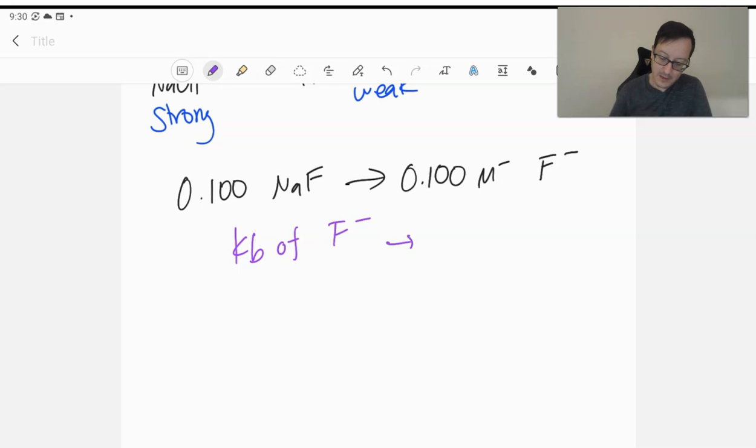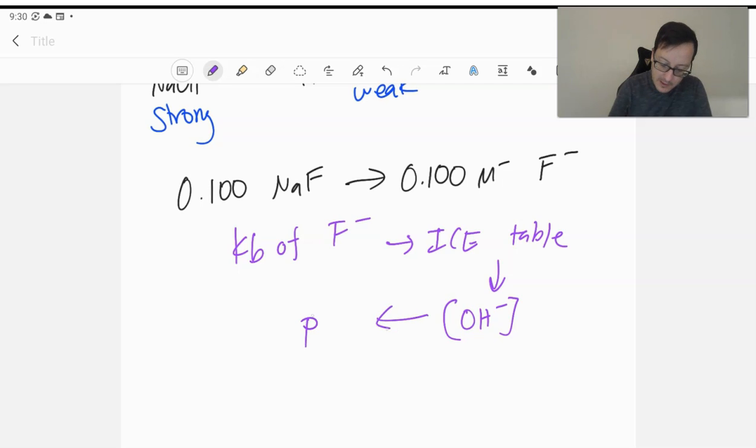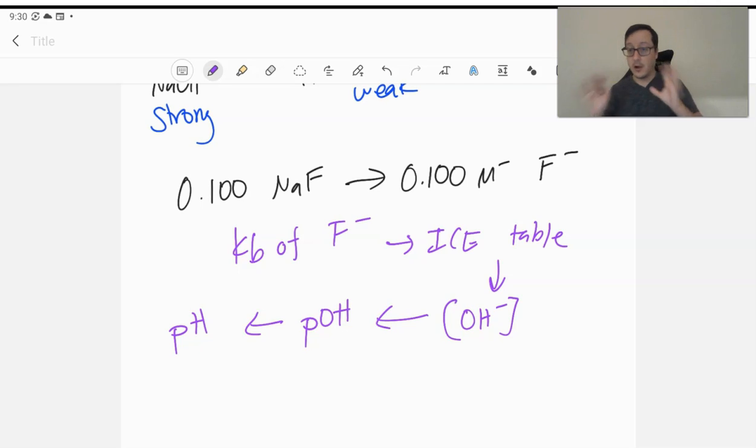So we would use the Kb to do an ICE table to find the OH concentration, which then gives us the pOH, and then we would find the pH from that. All of that you should be able to do from our previous videos. Really here, in this section, we're just identifying the aspects of salts that could be used to then do these Kbs or Kas as necessary.